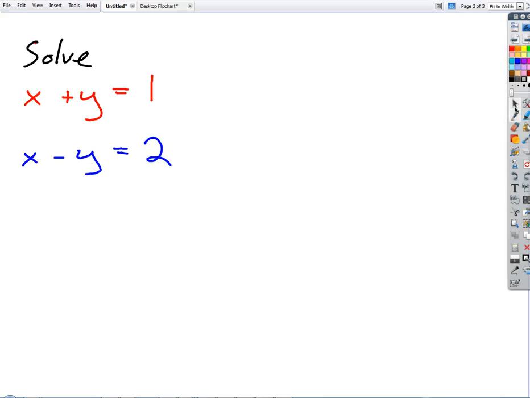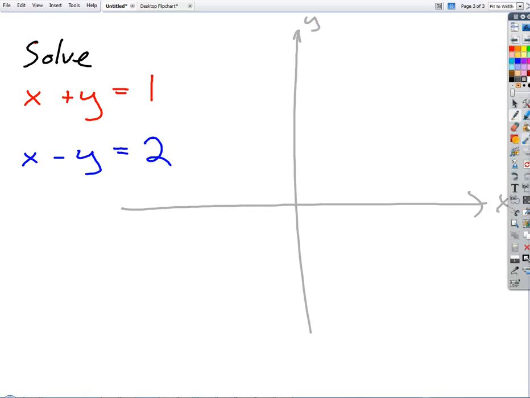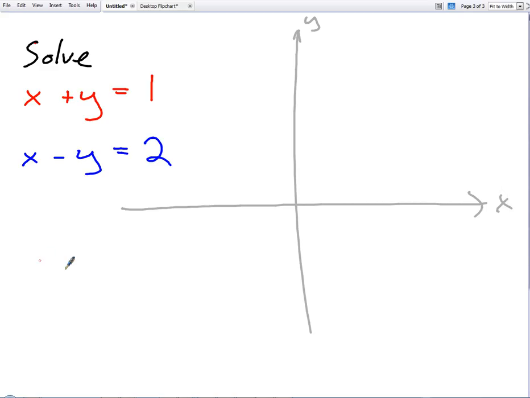Let's look at this red line, and let's just scratch out a quick graph of that line. So there's the x-axis and the y-axis. Okay, now let's do just a little bit of review here. How do we plot a line, that red line? One easy way to do it would be to solve for y, put it in slope-intercept form. So I could, if I wanted to, write this as, if I subtract x to the other side, y equals negative x plus 1, right?